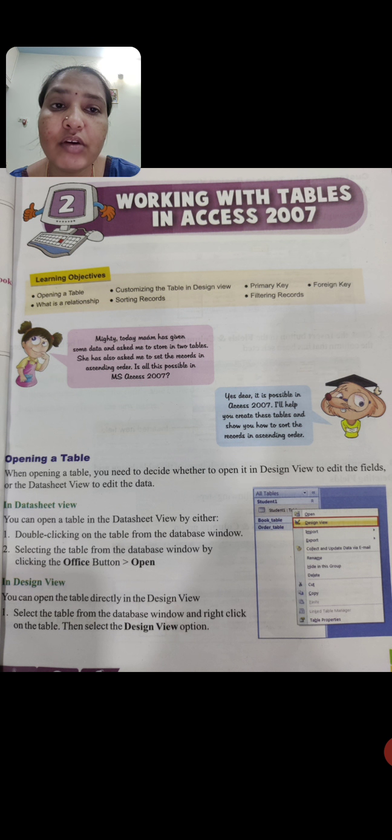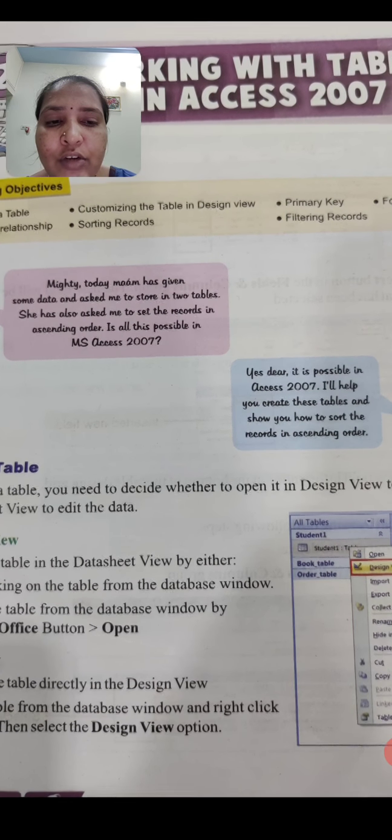Second chapter, that is working with tables in Access 2007. In the first chapter we have seen how to open MS Access and what all the options are in Access. Now we can see how to work with MS Access in the second chapter. So we have created a table now, and we have saved it. Once we have created and saved it, we are going to close the window. Okay, then how to open that table? For that the window will look like this.